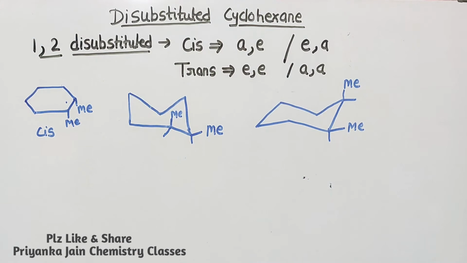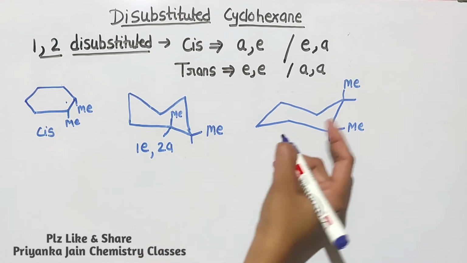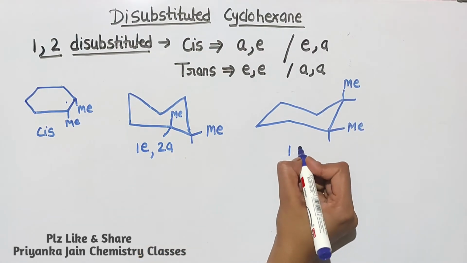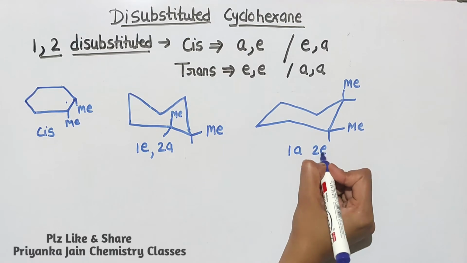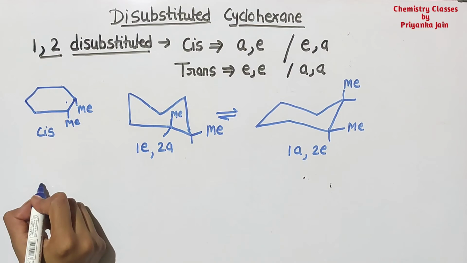In this manner you have to make. So this is called the cis isomer. This is called 1E, 2A, and this will be called 1A and 2E. Okay, this is ring flipping, right? Now understand the trans isomer.